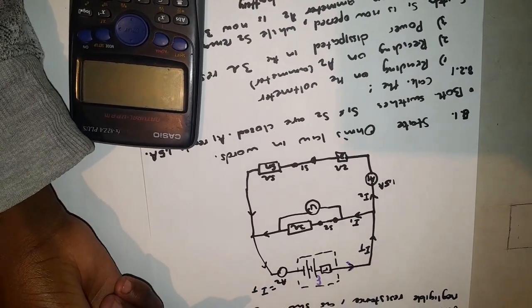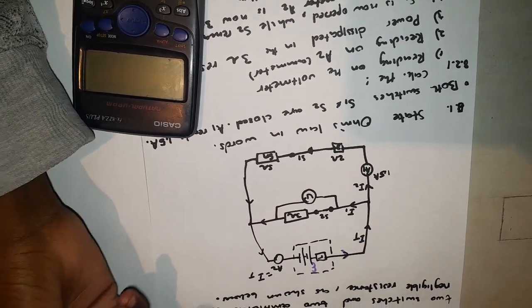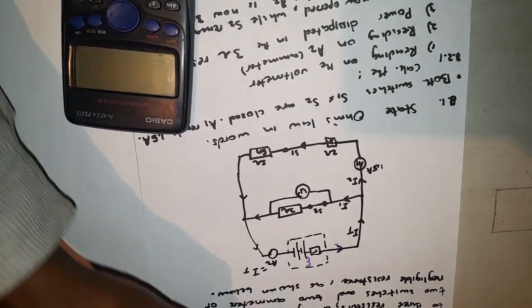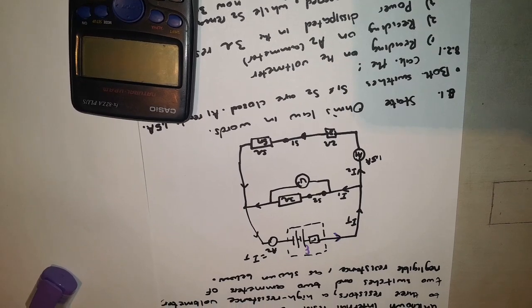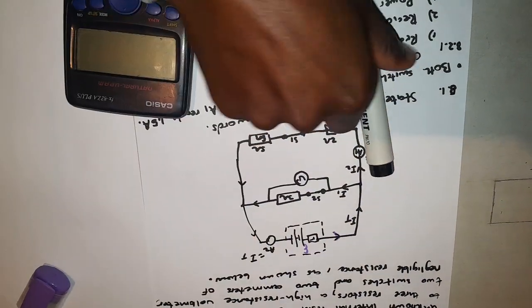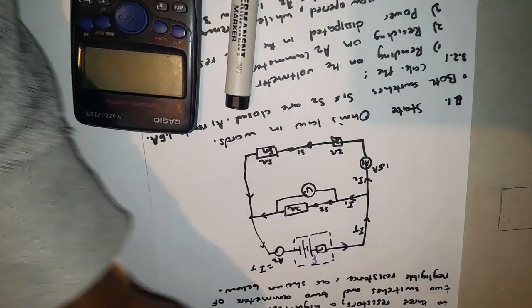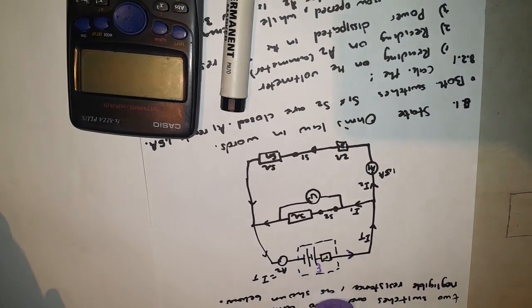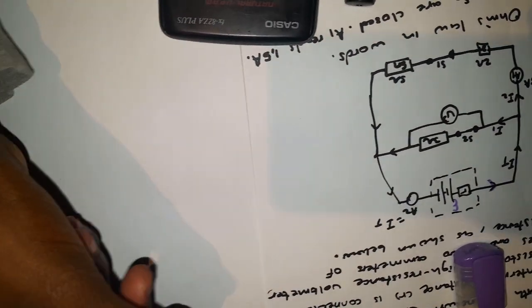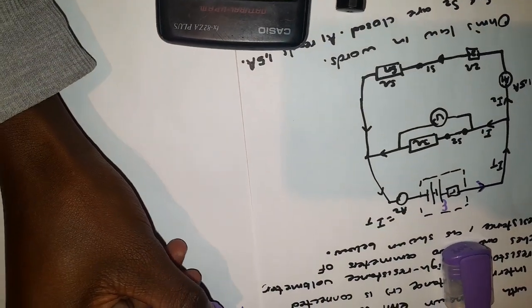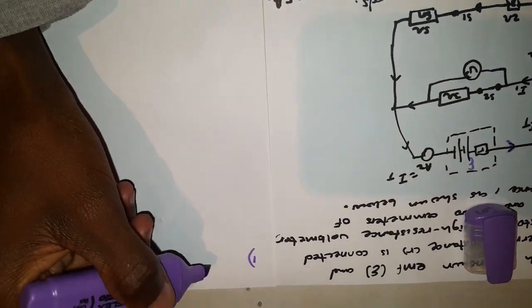The first question says state Ohm's law in words. The reason why they say in words is that they know most students will opt to do it in the form of an equation. So that's why it is best for you to follow instructions. So number one, Ohm's law in words.